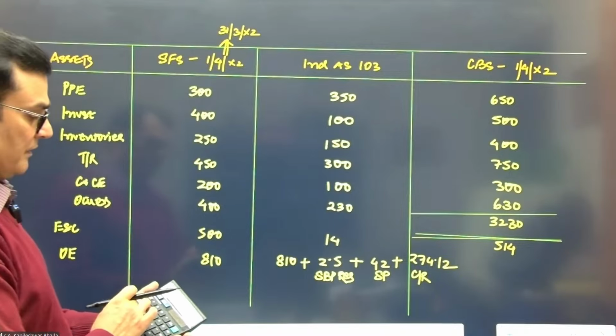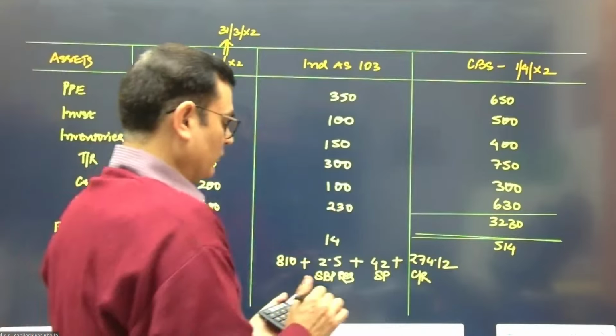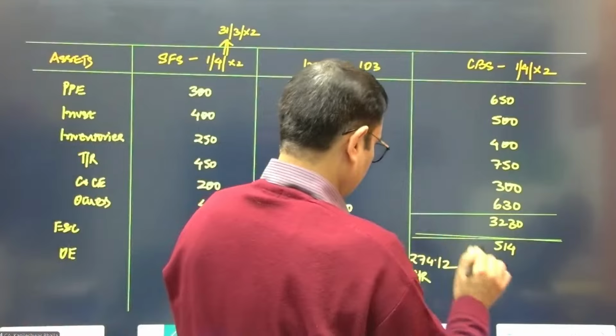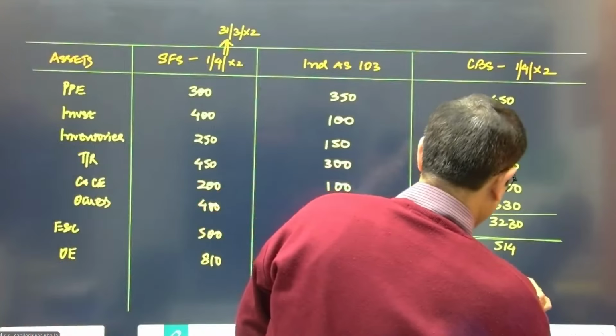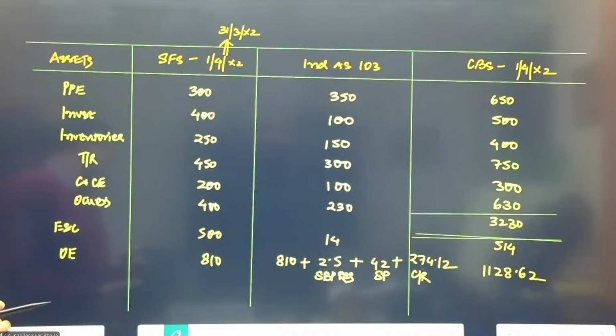So this is 810, 2.5, 42, 274. This is 1128.62. Right, so this is done.